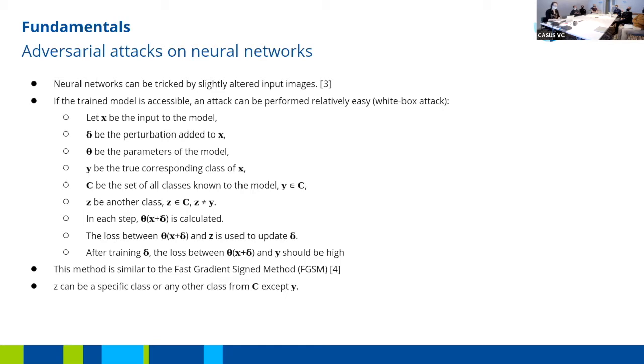So each frame, let's call it X, to the input model is forwarded through the network. And what we want to do is, after we added the perturbation to each frame, we want the network to decide on another action. So we have our action space, which is the set of possible classes, and we want the network to simply choose something else. And this method that I implemented is similar to the fast gradient sign method by Goodfellow from 2014, which is the most basic way to produce adversarial attacks.